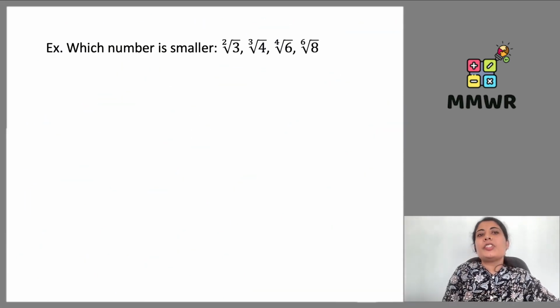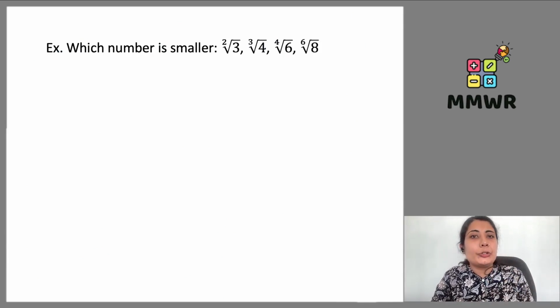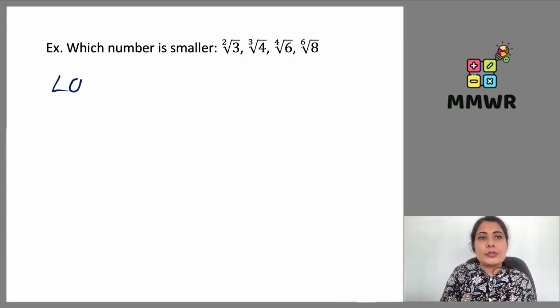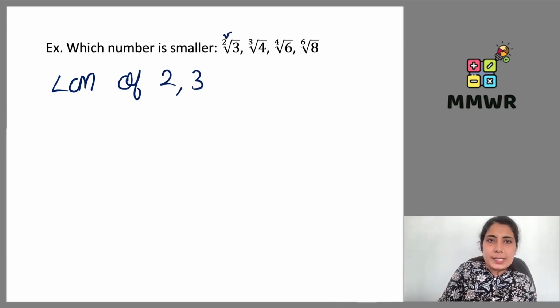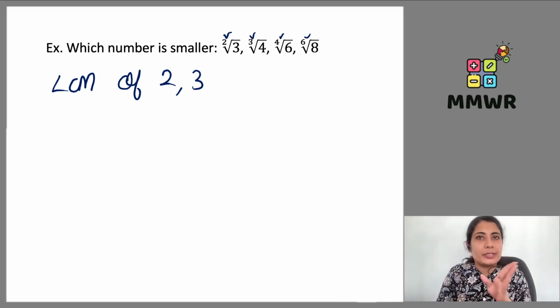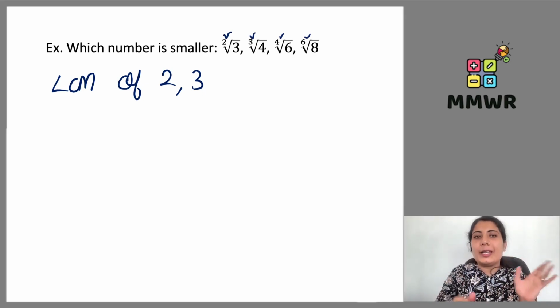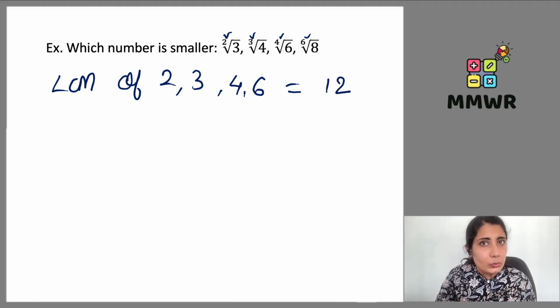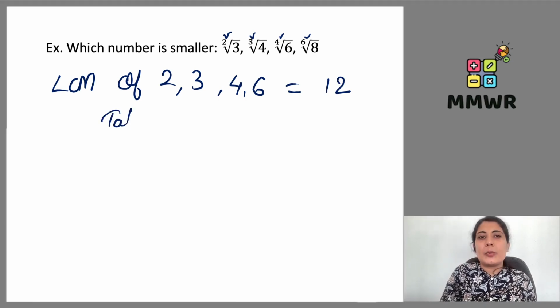Next example, which number is smaller? Square root of 3, cube root of 4, fourth root of 6 or sixth root of 8. Actually, you have to simply take the LCM of this 2, this 3, this 4, this 6. You have to take the LCM of this power, radicals, 2, 3, 4, 6. So, quickly the LCM is going to be, of course, 12 again. Take power 12.